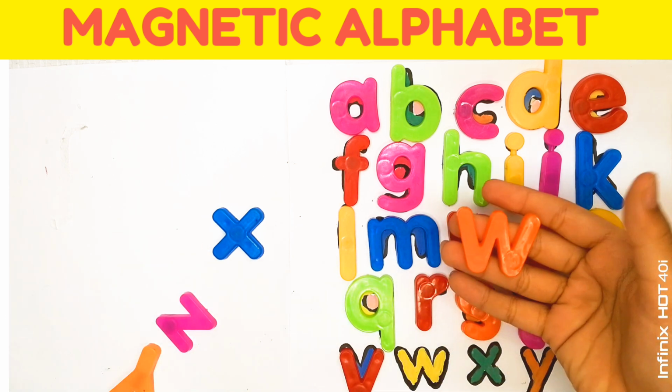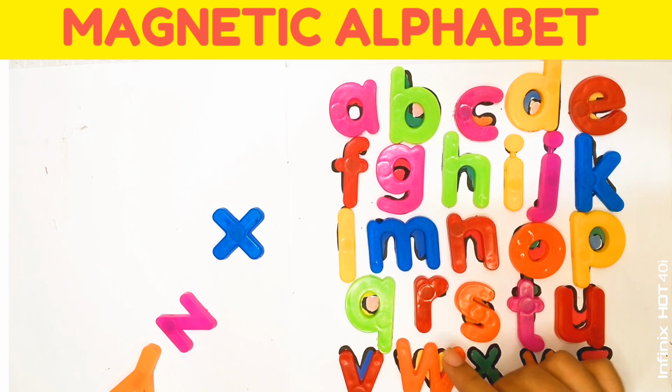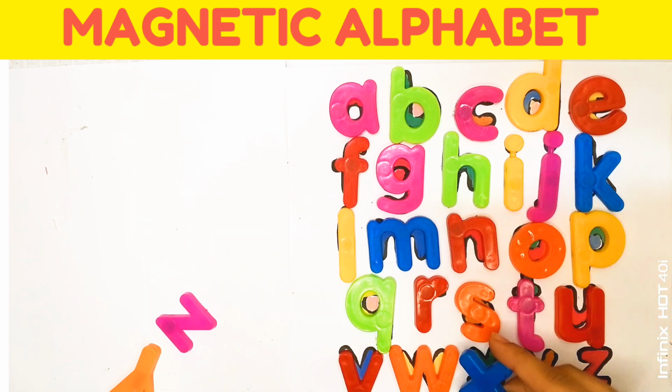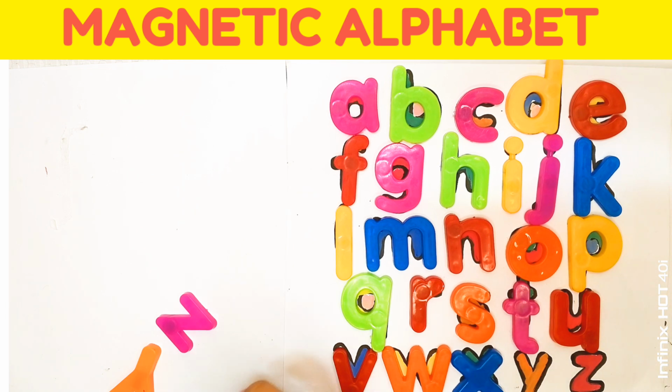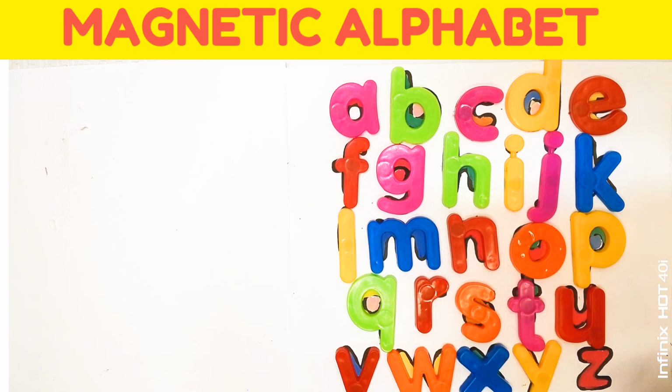Here is letter W. W for watermelon. Letter X. X for Xmas tree. Here is letter Y. Y for yellow. Letter Z. Z for zebra.